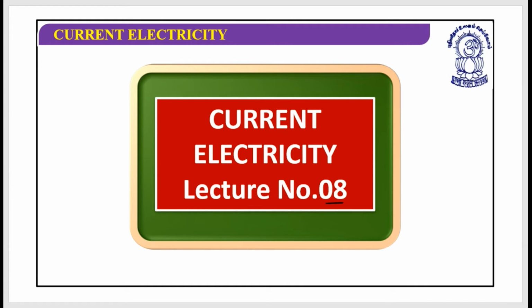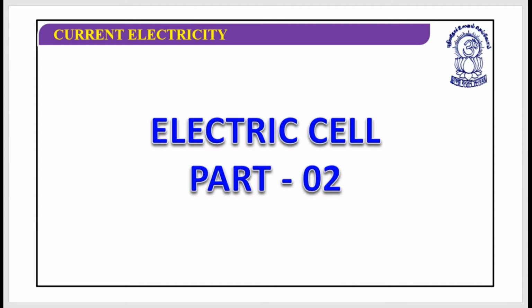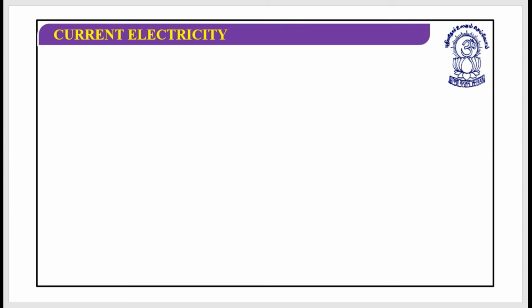This is lecture number 8 of unit current electricity. In today's class we are going to discuss the electric cell. It is part 2 of the electric cell. In the previous classes we have done the charging and discharging of a cell. I want to revise this quickly and then we will move to the question answers.